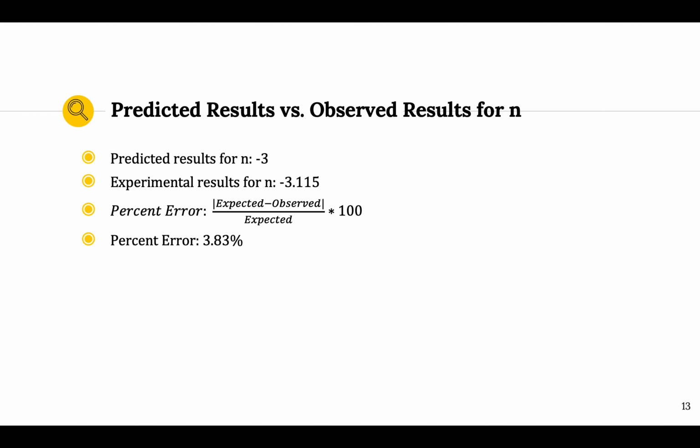However, looking at the percent error for n using the predicted results and observed results, the predicted result for n was -3 and the experimental result was -3.115. And using that percent error calculation again, the percent error was only 3.83%, which is pretty good.